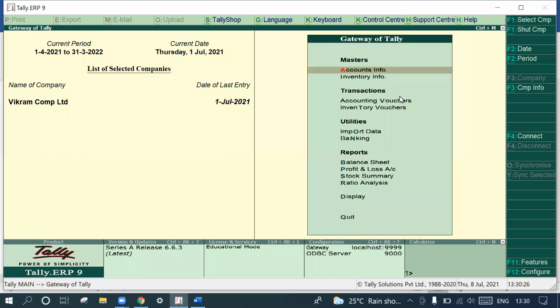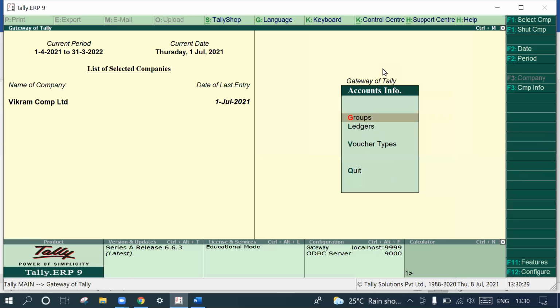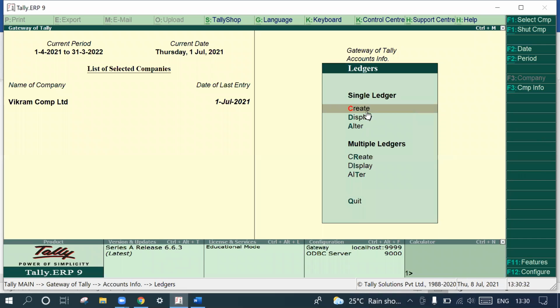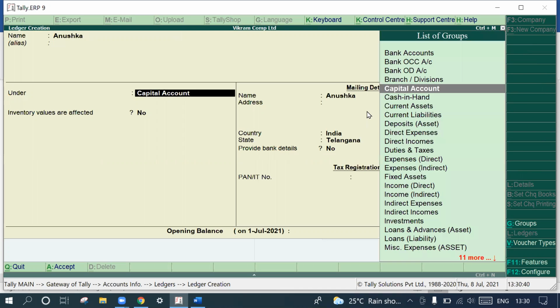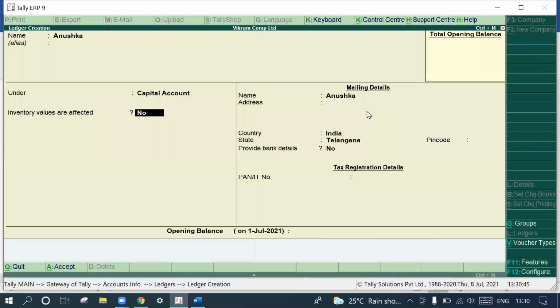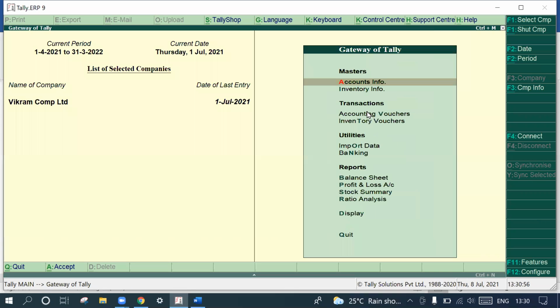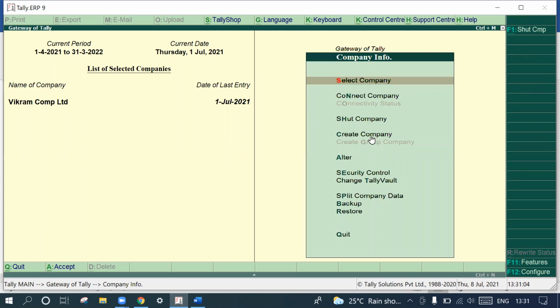Tally, accounting information, ledgers, single ledger, Anushka, enter, capital account. See carefully, capital account. Enter. No. Before going to that, we have to create another company. We have forgotten. So the first step is creation of the company. So F3, create a company.